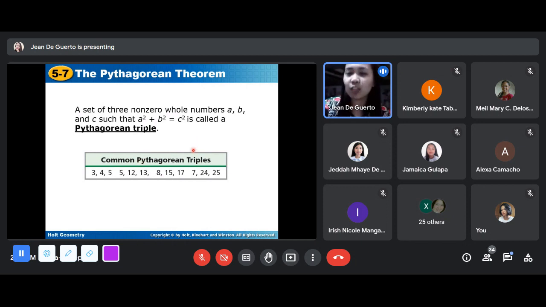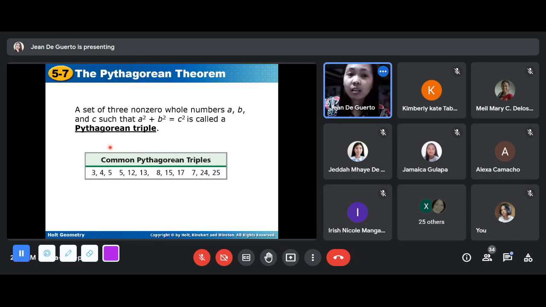Yung iba, triple. Okay lang, pareho lang yan. Di naman ako English teacher. Kahit anong pag-pronounce nyo dyan, okay lang. Basta tama yung spelling. Okay, so these are the 4 common Pythagorean triples. 3, 4, 5, 5, 12, and 13. 8, 15, and 17, and 7, 24, and 25. So, ito yung mga most common Pythagorean triples.